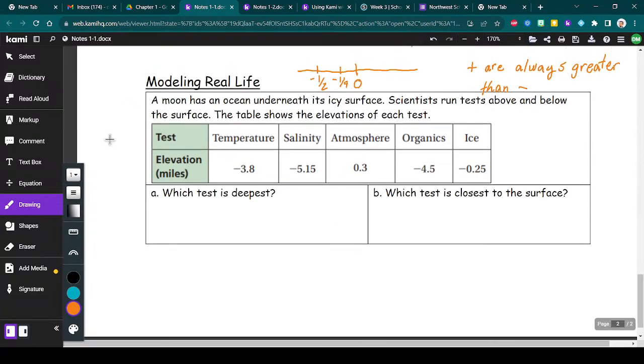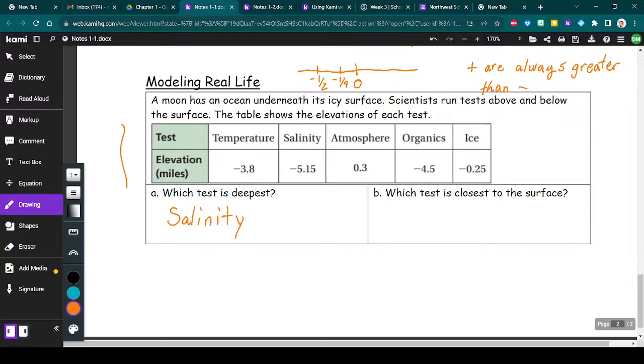The last thing to do is to see how we can use this in a real-world problem. So a moon has an ocean underneath its icy surface. Scientists run tests above and below the surface. The table shows the elevations of each. We have a temperature test, a salinity test, atmosphere, organics, and ice. We want to know which test is the deepest. That's the salinity test, because it is the most negative.